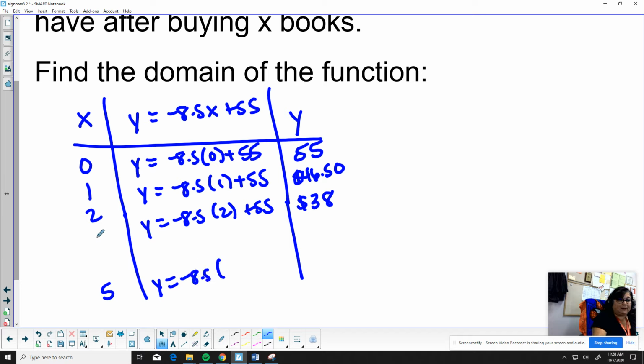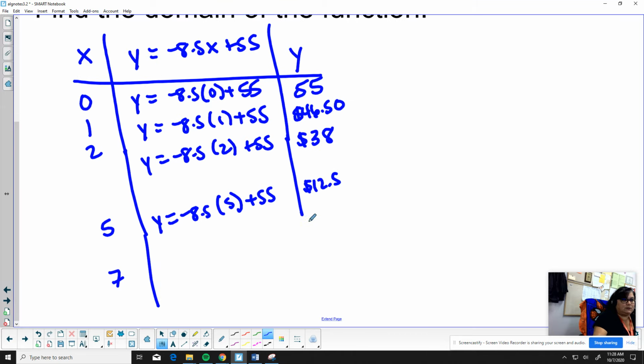I'm pretty sure we can buy 3 and 4. Let's try 5. So negative 8.5 times 5 plus 55. I can buy 5 because I'm left with $12.50. So let's try 7, because I think 6 will work too. Let's try 7. Y equals negative 8.5 times 7 plus 55. We're looking for a negative. Once we get to the negatives, there it is. This is a negative 4.5. That means I don't have enough money to buy 7.